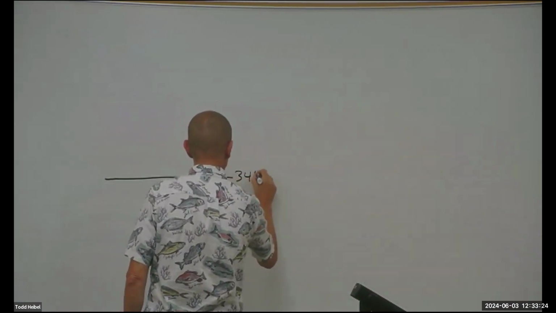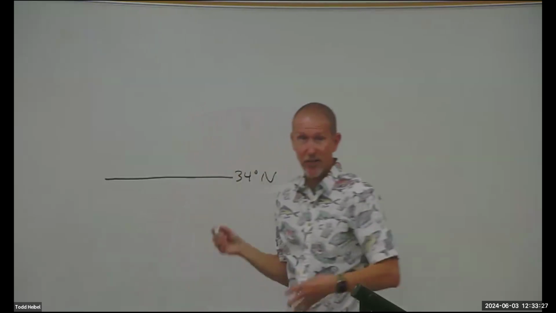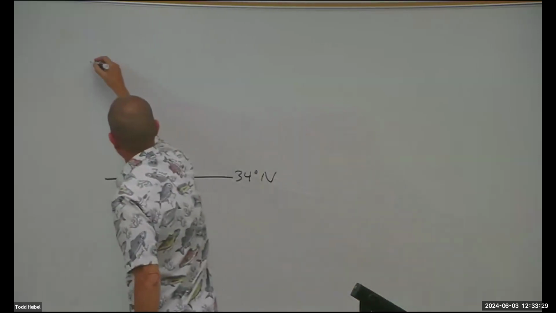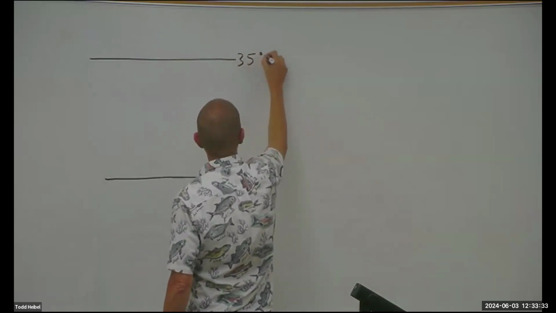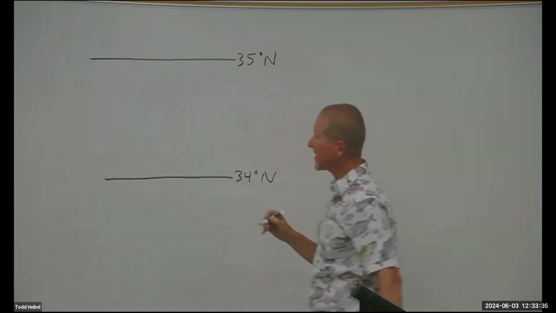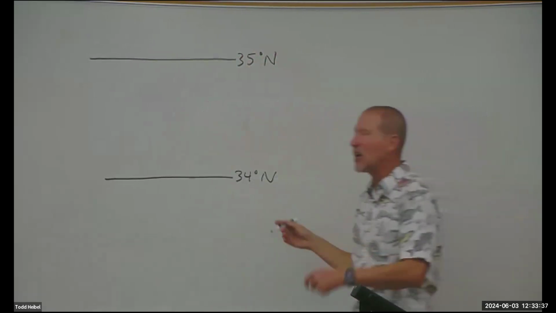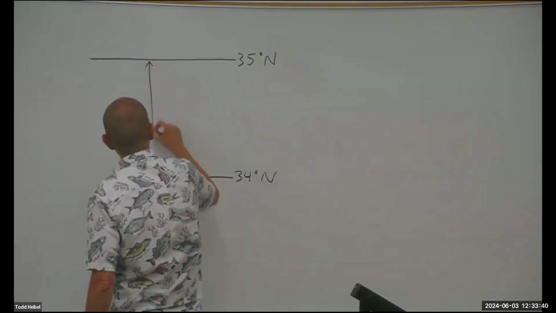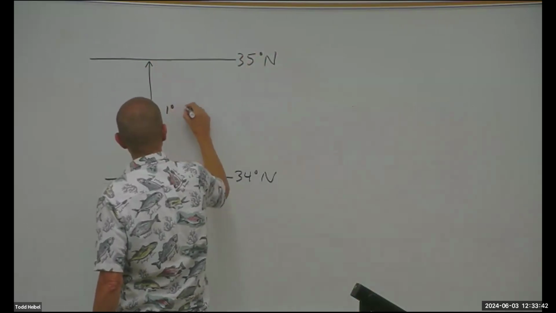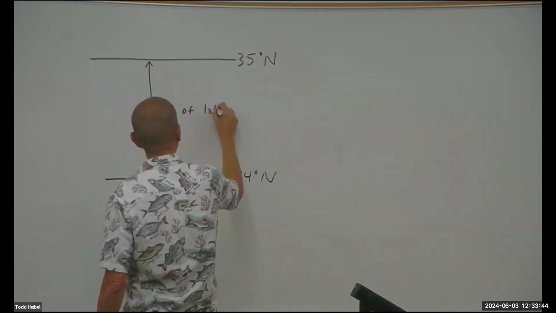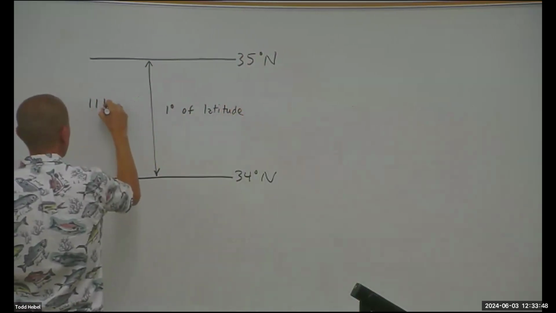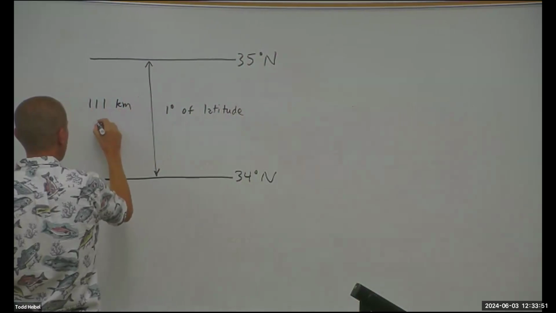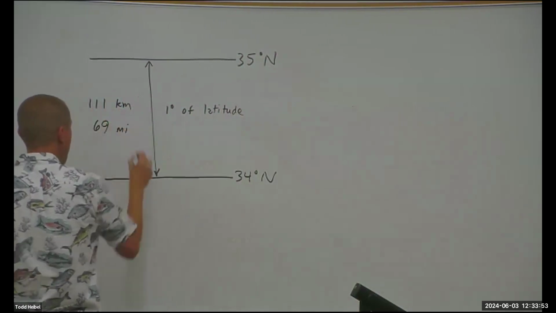So let's say, because they're all parallel, we go from 34 degrees north, which is where San Bernardino is located approximately. And then I'm going to ask you all for our 7 key or important parallels of latitude. So let's say we're just going to go this 1 degree. So this is 1 degree of latitude, and this is going to be equal to approximately 111 kilometers or 69 miles.